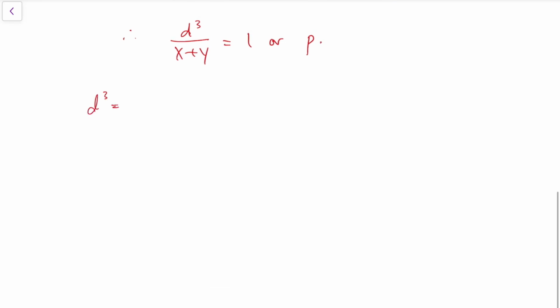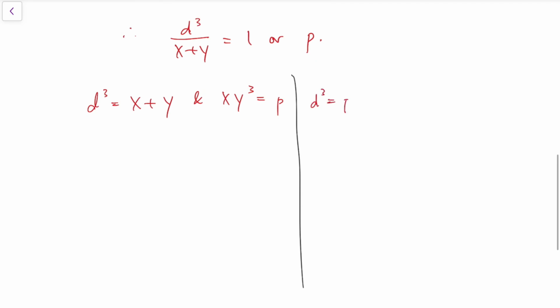And for each case, we'll have either d cubed equals big X plus big Y, and the other parts at the numerator, which are big X times big Y cubed, equals p. While on the other hand, for the other case, d cubed equals p times big X plus big Y, and the other parts of the original fraction, big X times big Y cubed, equals 1.